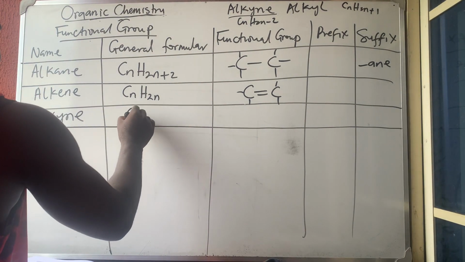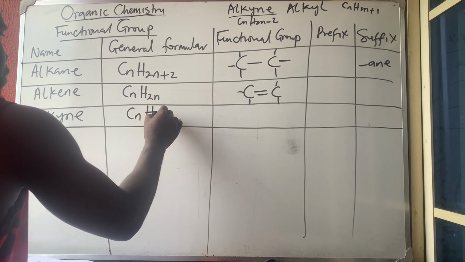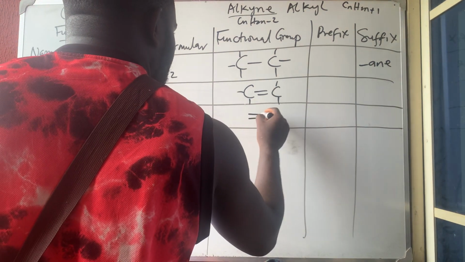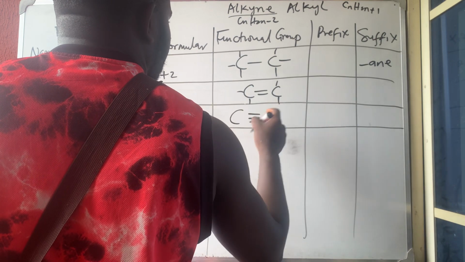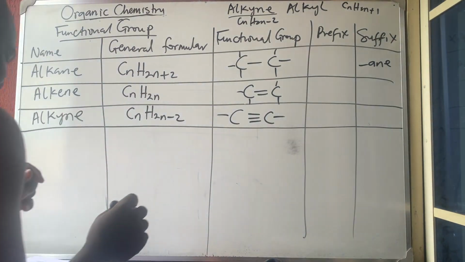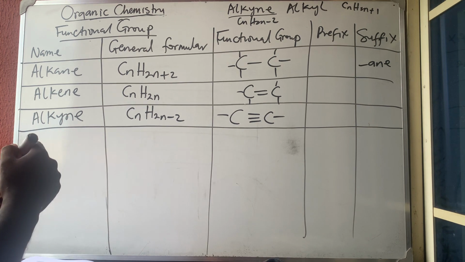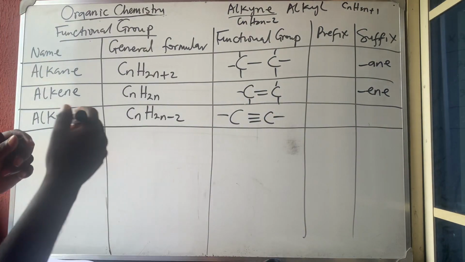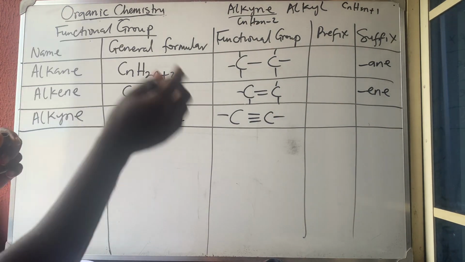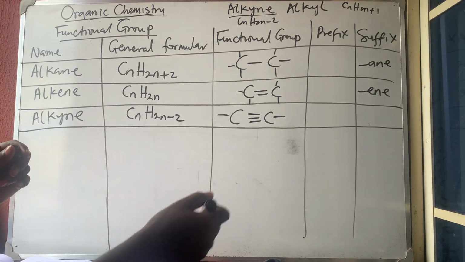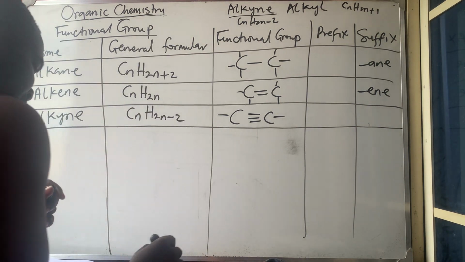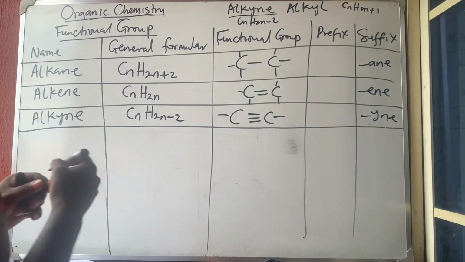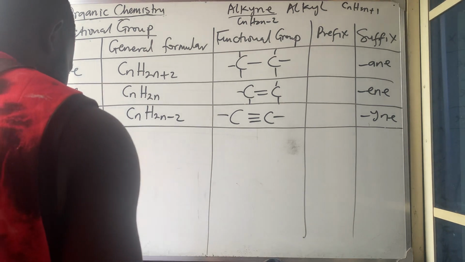So for alkyne it is CnH2n-2. We are removing an extra 2 from here, that is minus 2, and it has a triple bond, C triple bond C. So to complete it, 4 and 4. The three of them are not used as prefix. Don't forget that this one is "ane", this one is "ene", like propane, pentane, butane, and then the last one we know as "yne". So we don't use them as prefix.